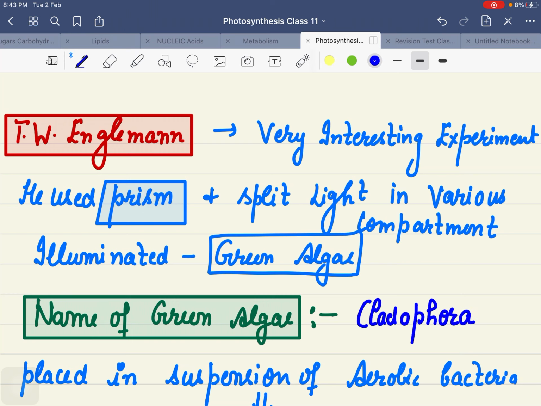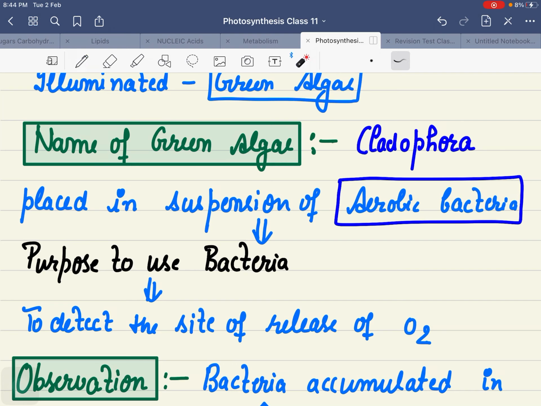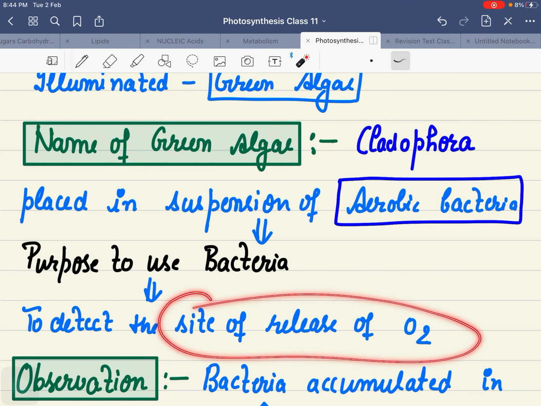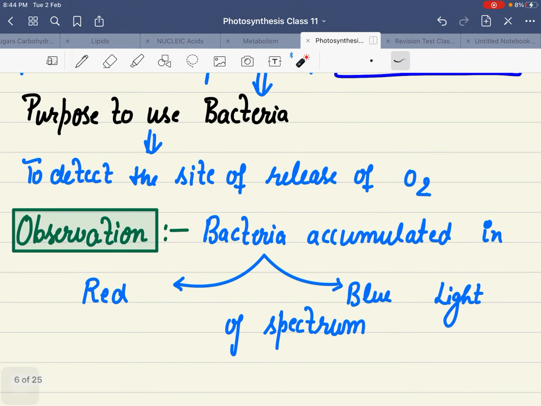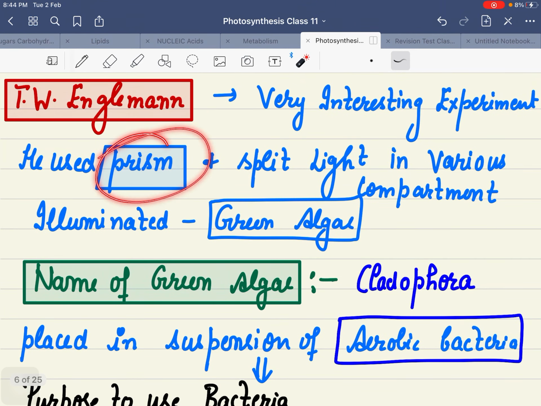That green alga is Cladophora. He used the alga Cladophora, and he placed it into a medium, or I will say a suspension of a solution of aerobic bacteria. Green alga was used by Engelmann, that is Cladophora, and he placed it with the aerobic bacteria. Purpose: he used these bacteria because he wanted to know the actual site from where oxygen is getting released.